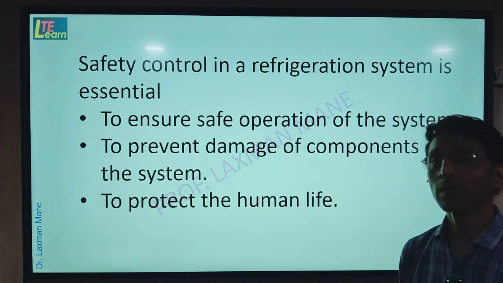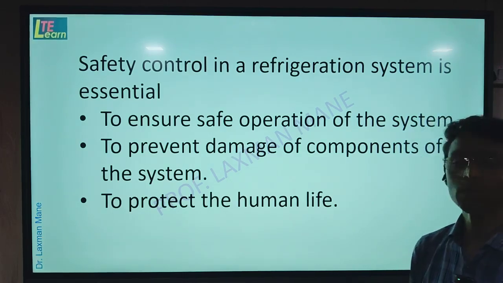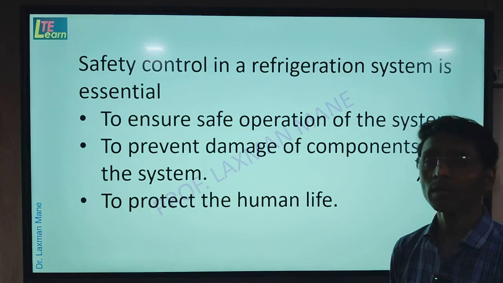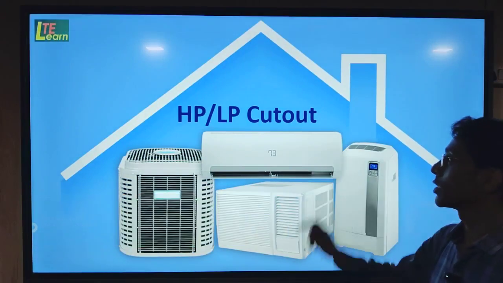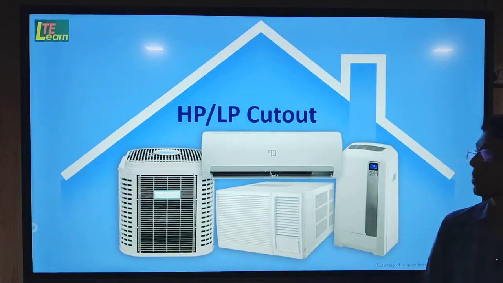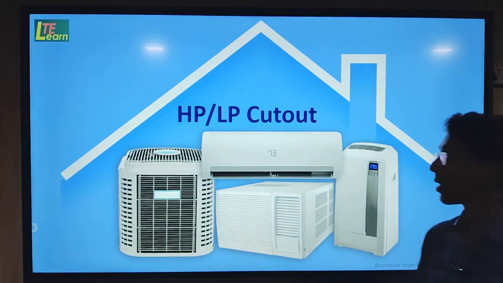Now here we will have a brief idea about the different types of refrigeration and air conditioning safety controls. First is the HPLP cutout. It is a high pressure and low pressure cutout.